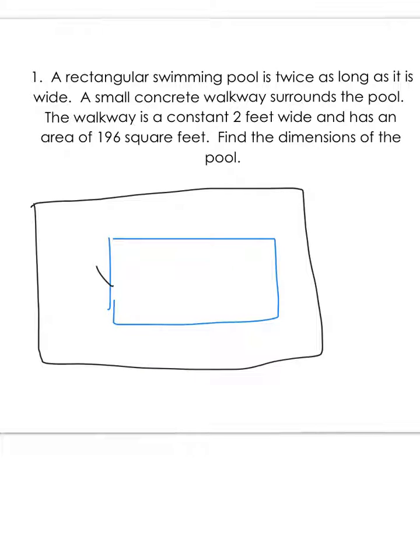If I call this side here x, I know that the other side is twice as long as it is wide, so I can call that opposite side 2x. Then I know the walkway is 2 feet wide, so I'm just going to label the walkway. I'm going to write in a few 2's to remind myself that they're 2 feet wide. And if I want to find the dimensions of the pool, I need to find out what x is.